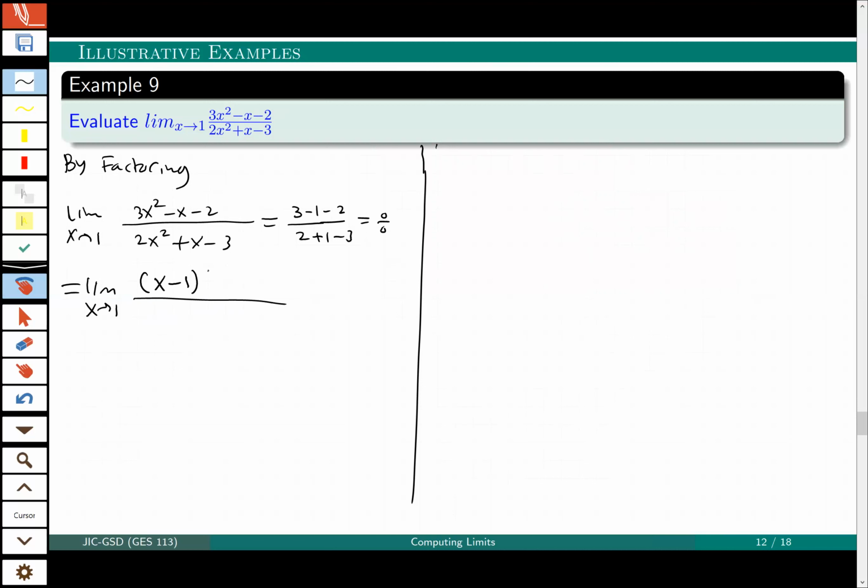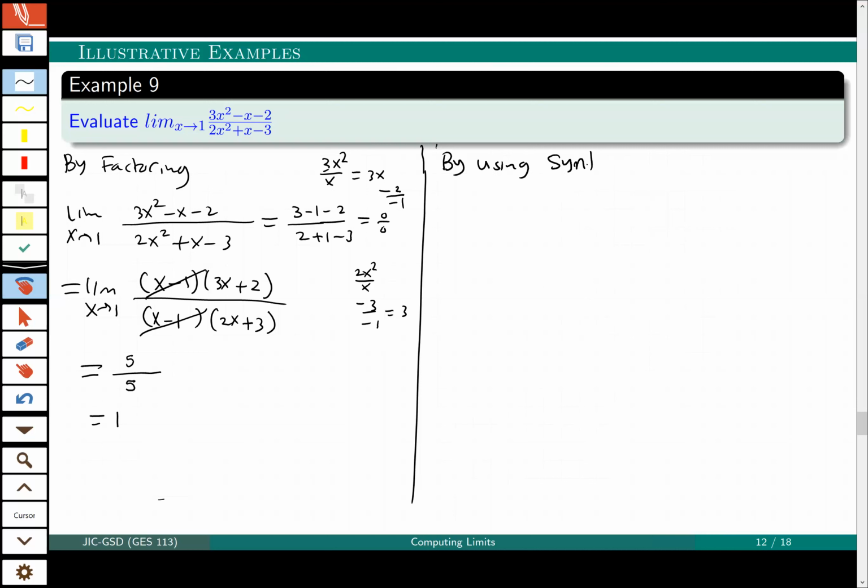So x minus 1 must be a factor, and to get the second term, 3x squared over x is 3x. And minus 2 divided by minus 1 is plus 2. And here I will have again x minus 1 as a factor, and 2x squared over x is 2x, minus 3 over minus 1 is plus 3. So x minus 1 cancels with x minus 1, and you will get 5 over 5, which is equal to 1.